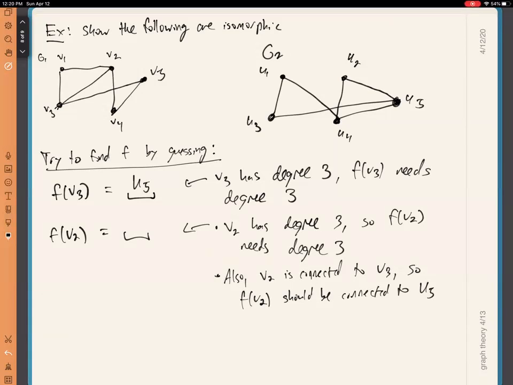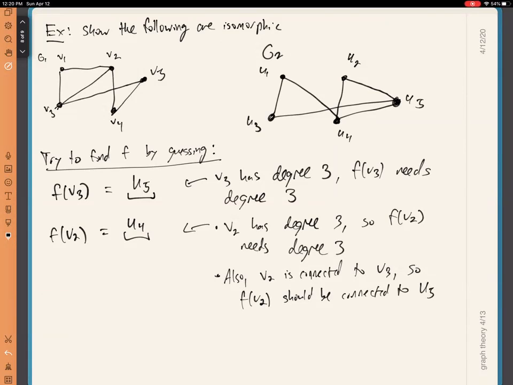So what I need to look for is a vertex with two properties: it needs to have degree 3, and it needs to be connected to u5. If we look at the graph, what's connected to u5? I have u2, u3, and u4 connected to u5. But among those, there's only one that has degree 3. In particular, u4 is the only vertex connected to u5 that has degree 3, and so we have to pick u4. So assuming the choice for f of v3, that forces us to pick u4 for f of v2.